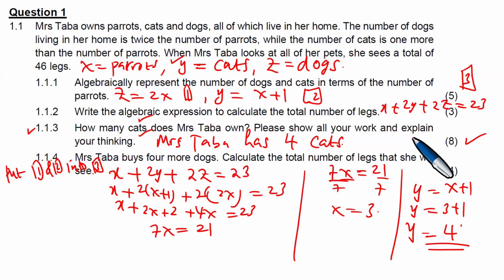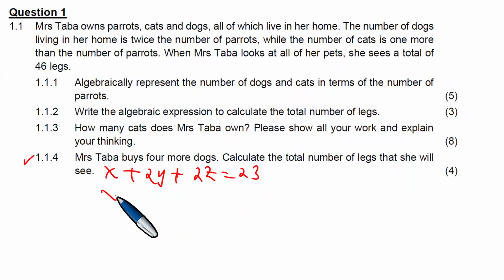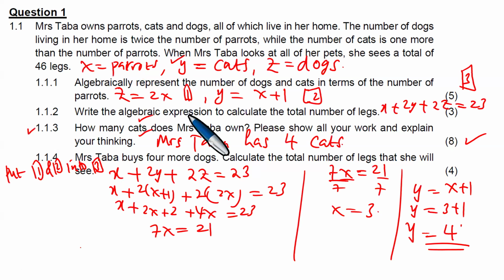What then? We substitute everything, but now we need to remember something, that Mrs. Starmer buys 4 more dogs. So it means that the new equation is going to be, okay, x is for parrots. Y is the cats.